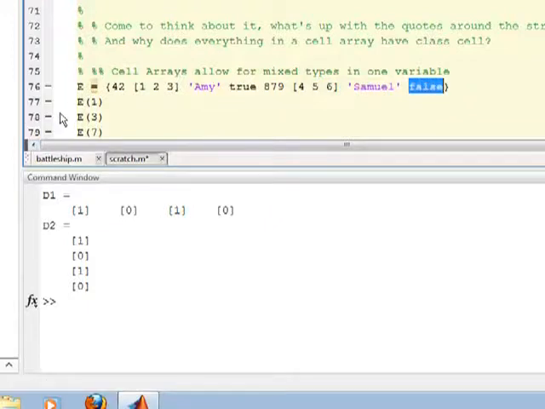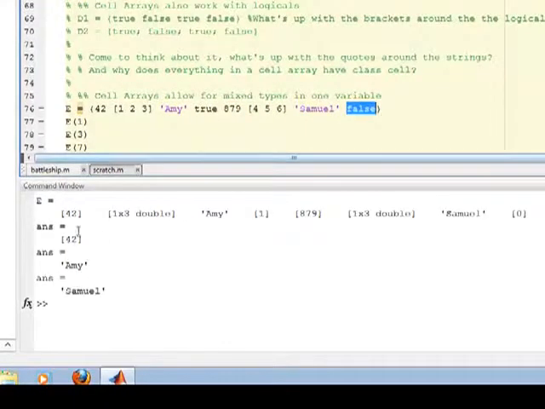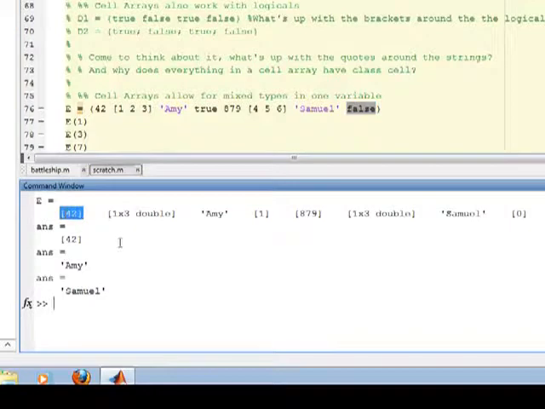So if you look here, when I run this, notice I have E. It didn't give me an error. Didn't tell me they were not the right type. It noticed 42 has a bracket around it. It means that's a number in a cell. Here, the 1x3 double means there's a vector inside that cell. Here we got the quotes because there's a string inside that cell. And then we've got the logical 1, a Boolean, a logical inside that cell.